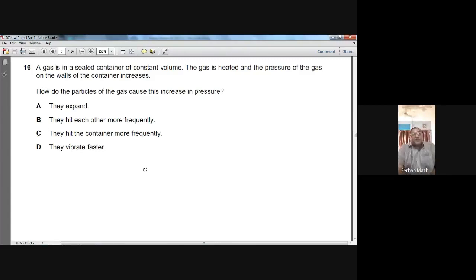So the option, they expand? No, the molecules don't expand. They hit each other more frequently. They hit each other, no doubt, but that is not the cause of the pressure. They hit the container more frequently. Yes, that is the answer. They vibrate faster. That has nothing to do with the pressure. They hit the container more frequently. That is the actual cause of raising the pressure of the gas inside the cylinder. Question number 16, C is the choice.